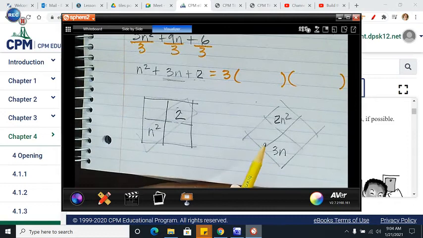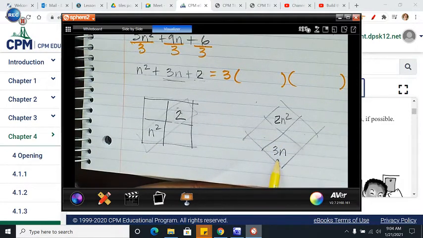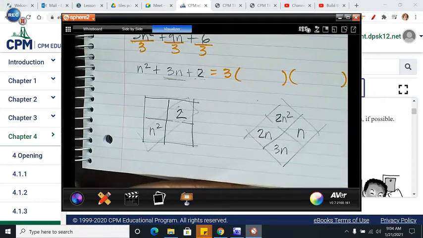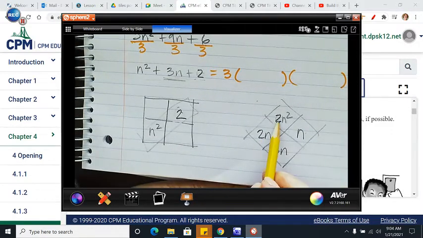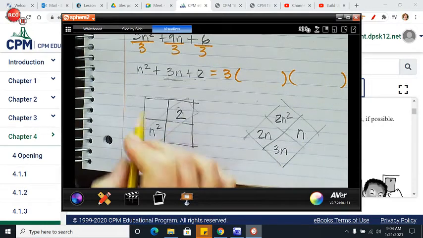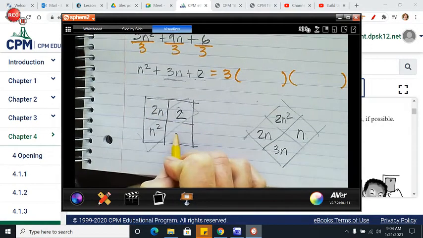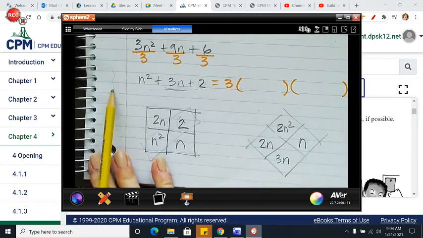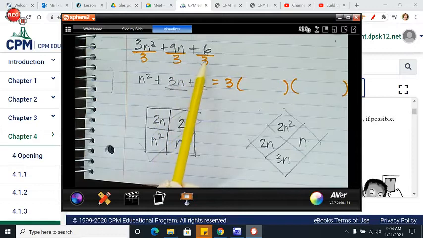Okay, so what two numbers can we multiply to get 2n squared, but when we add it, we get 3? Well, there's only one set of numbers, right? 2n and n. So 2n times n is 2n squared. 2n plus n is 3n. So this is going to be 2n. This is going to be n. So nothing new here. The new part that we learned about is this common factor.